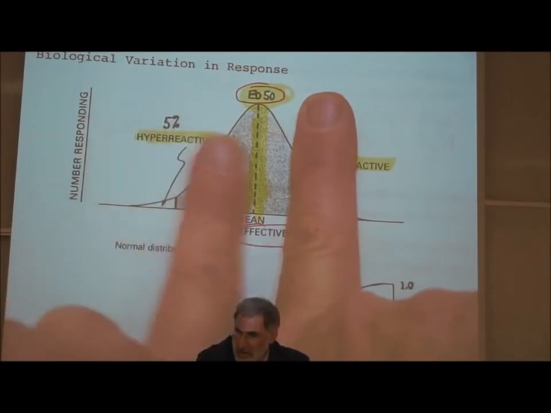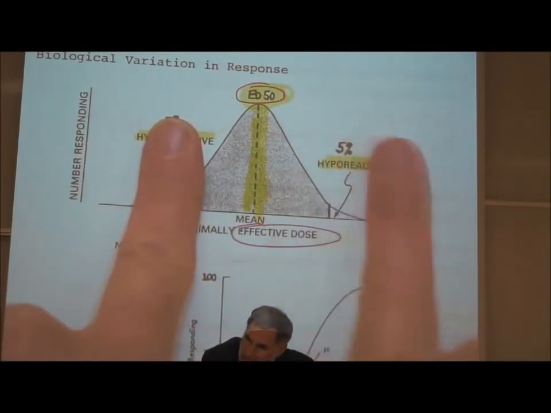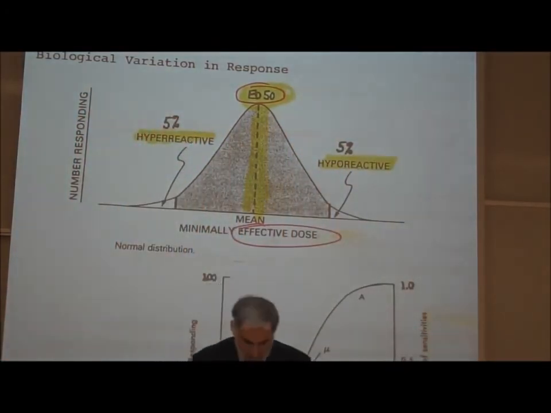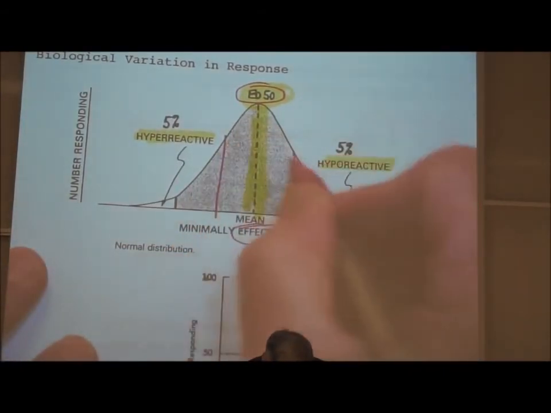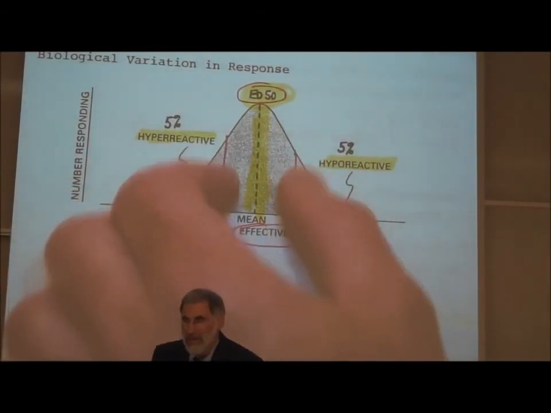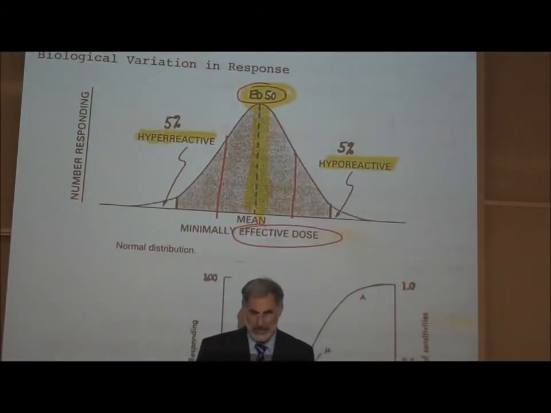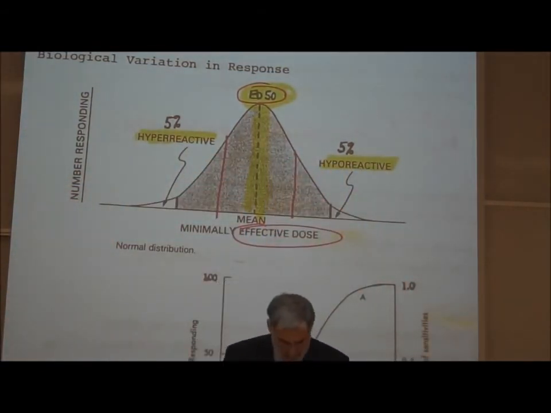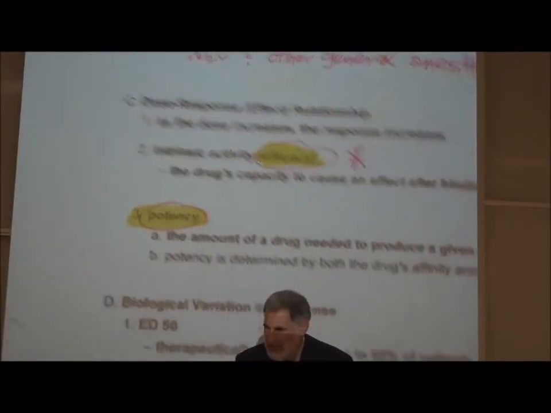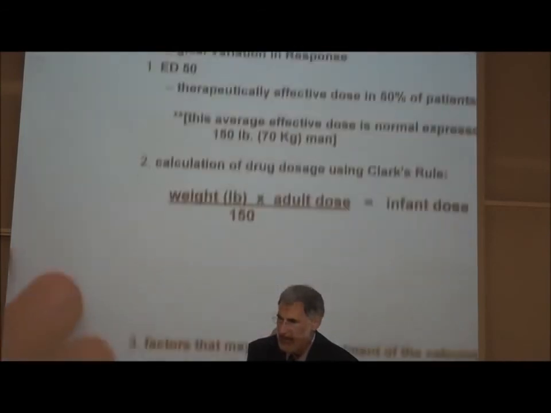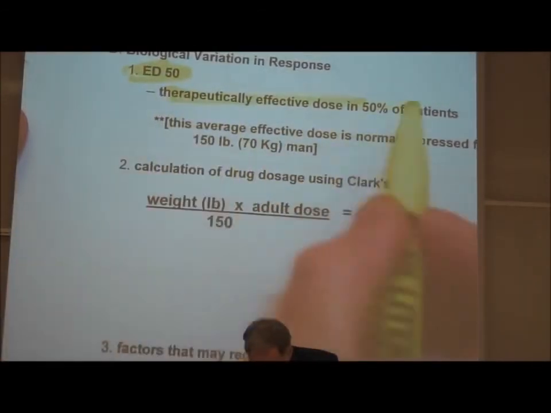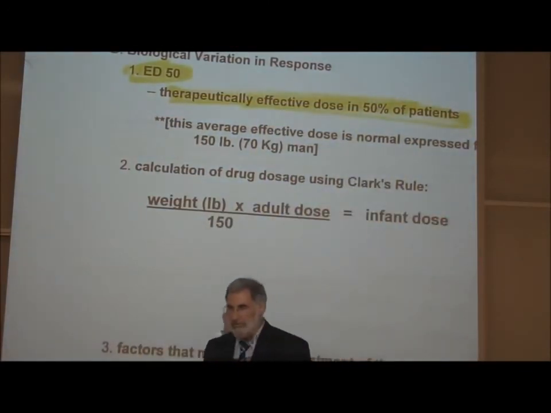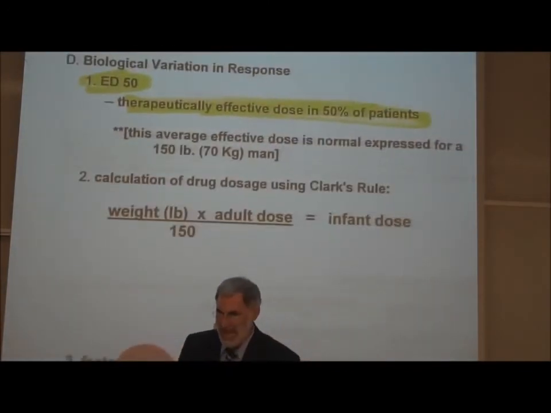But some people are going to be overreactive and some are going to be underreactive. So all we're doing is trying to recommend the dose that is most beneficial for the middle 50% of the population. That is called the effective dose for 50%. So back on the previous page, B17. What is the ED50? That is the therapeutically effective dose for 50% of the patients.